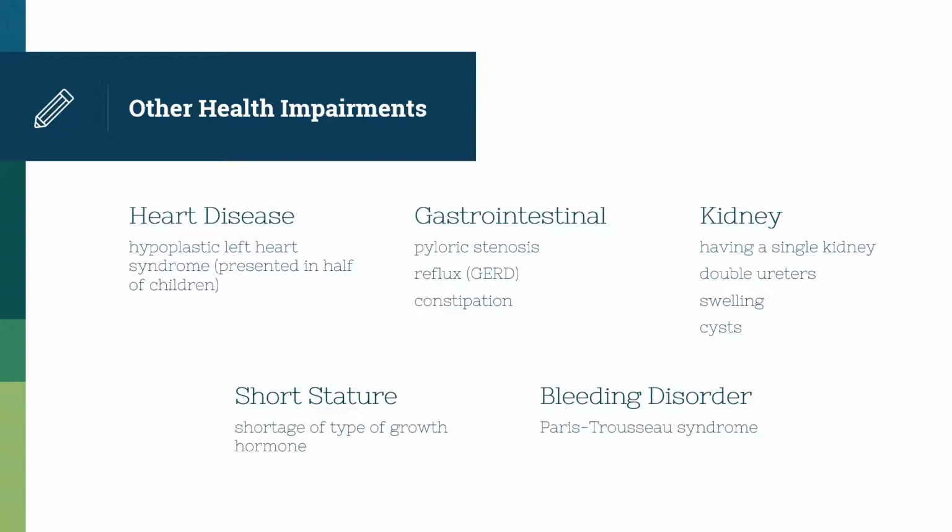This is due to a shortage of the growth hormone IGF-1, known as insulin growth factor 1. Individuals should be monitored by a pediatric endocrinologist. Many may also have a bleeding disorder known as Paris-Trousseau syndrome. It's a condition where a person has low blood platelet count and characterized by a tendency to hemorrhage.